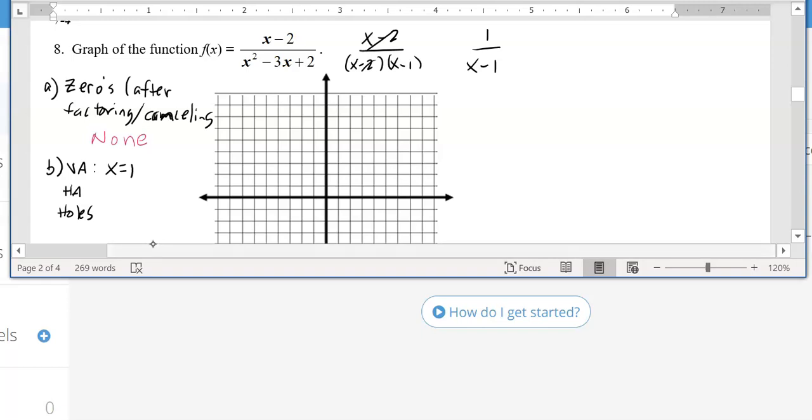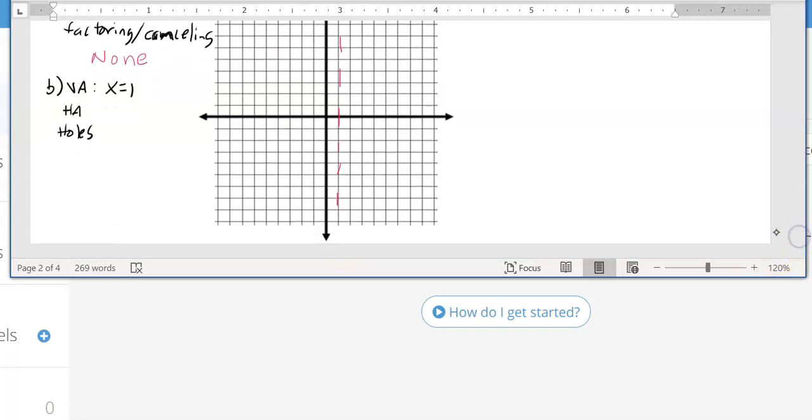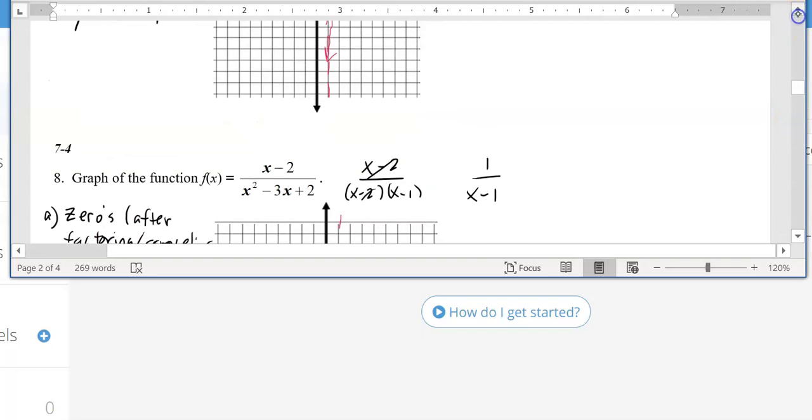Let's go ahead and draw that. So here's x equals 1. We have a vertical asymptote here. So I can make that bigger without scrolling. So that'll be good enough.